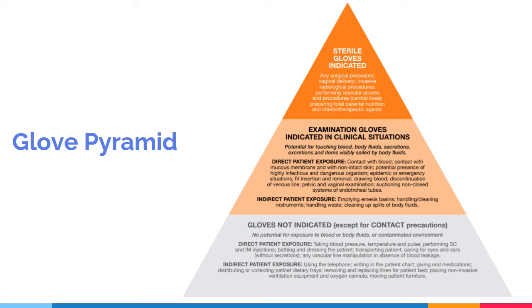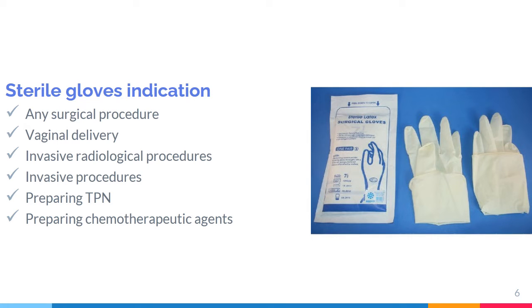So this is the gloves pyramid, and according to this pyramid, when we have to wear the gloves has been categorized as sterile gloves indicated, examination gloves indicated in the clinical situations, and gloves not indicated except for the contact precautions. So we will see this pyramid one by one, what this pyramid says from top to bottom, from wearing the sterile gloves to not wearing the gloves. So the sterile gloves indications.